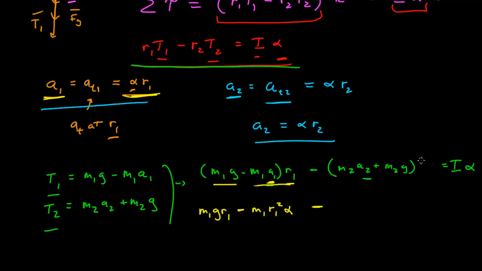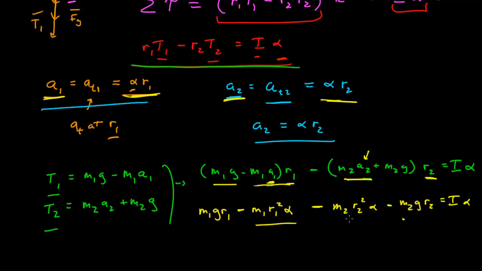Times R2, right? And so then the second term, I'll substitute in alpha R2 for A2, and this becomes M2 R2 squared alpha, then minus m2 g r2. I alpha. Okay, so I want to solve for alpha, so I have to combine the terms.